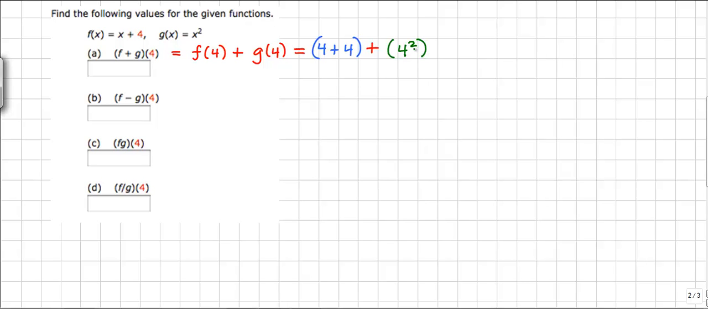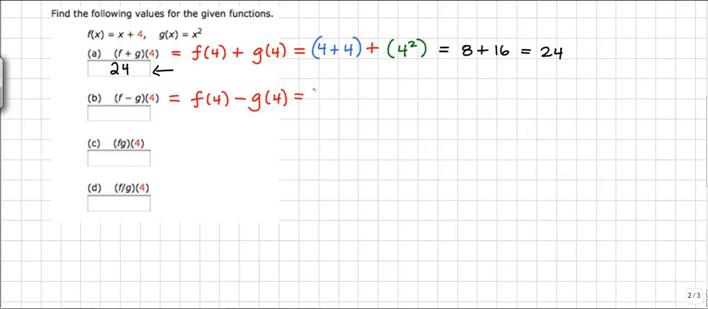Okay, so if a calc pad were available, you wouldn't need to simplify. In this case, you can see that the box is smaller. Probably means the calc pad won't pop up, but we can do this. This is 8 plus 16 or 24. Okay. All right, likewise, f minus g of 4 is defined as f of 4 minus g of 4.